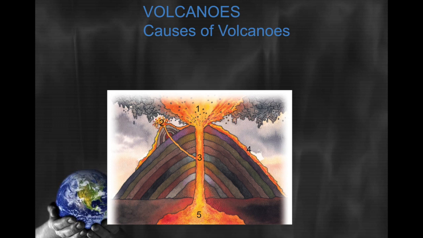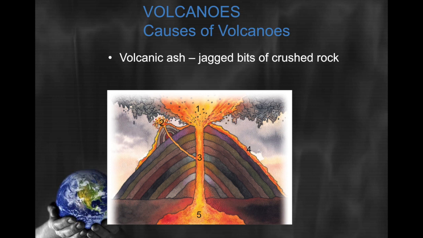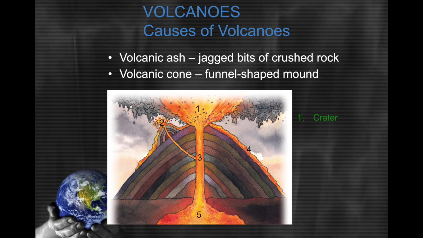So if we look at the diagram here, we can see that we have volcanic ash, which are jagged bits of crushed rock that are thrown out of the volcano. We have a volcanic cone, which is the funnel-shaped mound. So let's look. Number 1 is the crater. So here's number 1. Number 2 is the side vent.